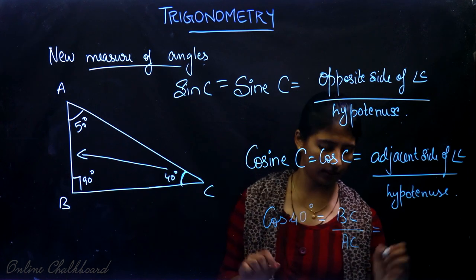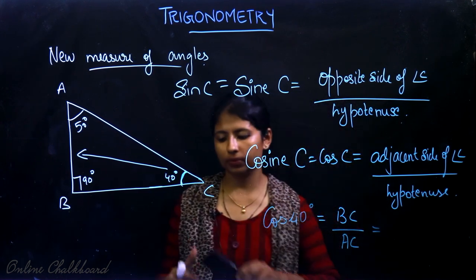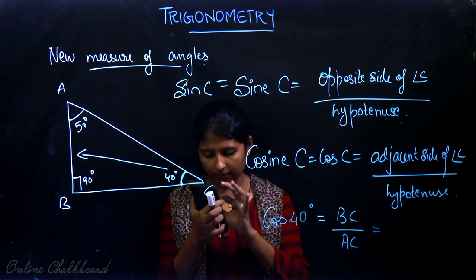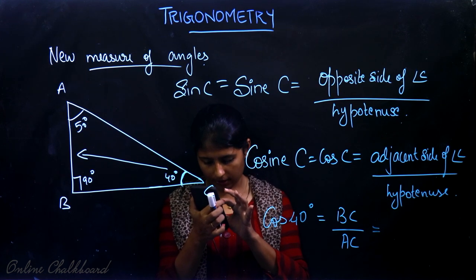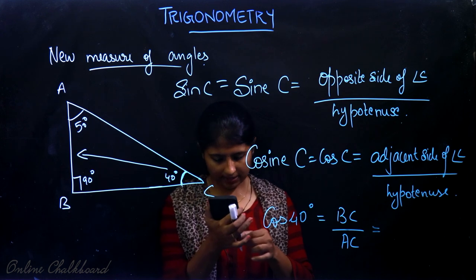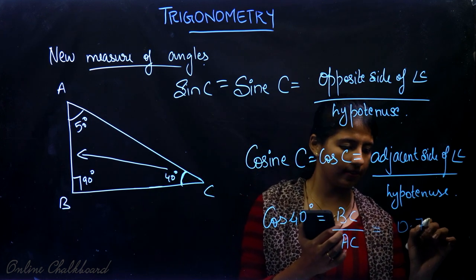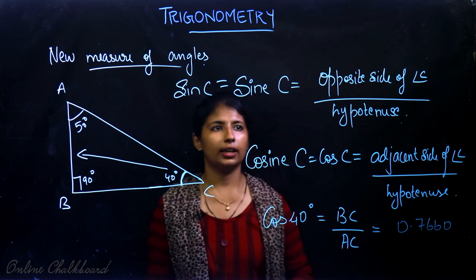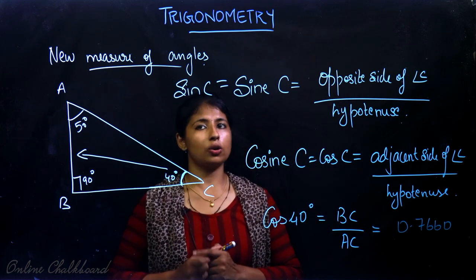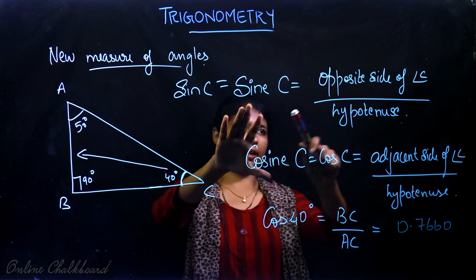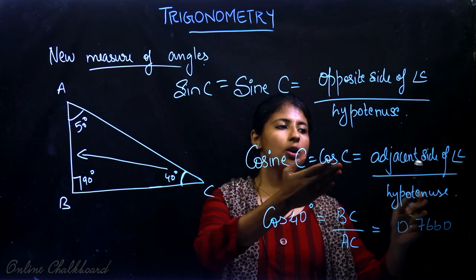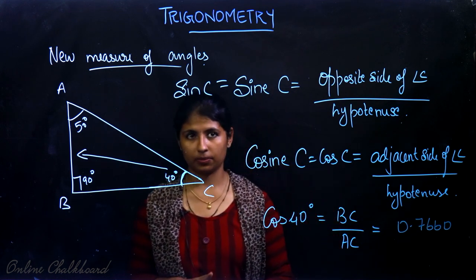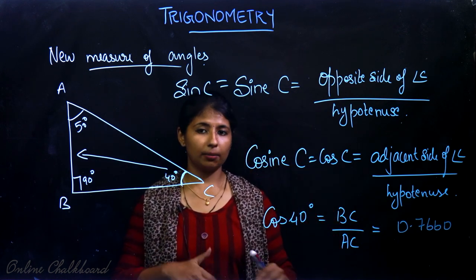What value do we get for it? Look at the table, like before. In your table, page number 124, look at the cos column: 40 degree corresponds to the value 0.7660. So, the important items are sin and cos. Sin is the opposite side by hypotenuse, cos is the adjacent side by hypotenuse. These values are in the table.